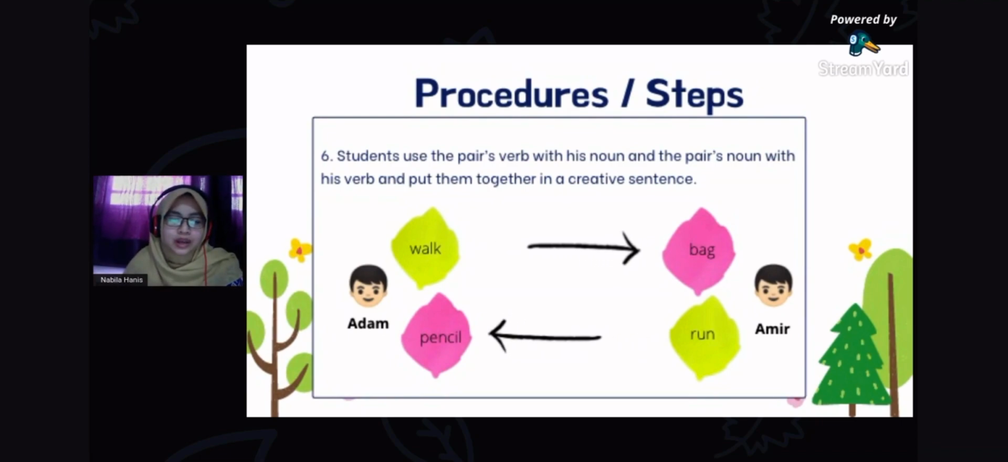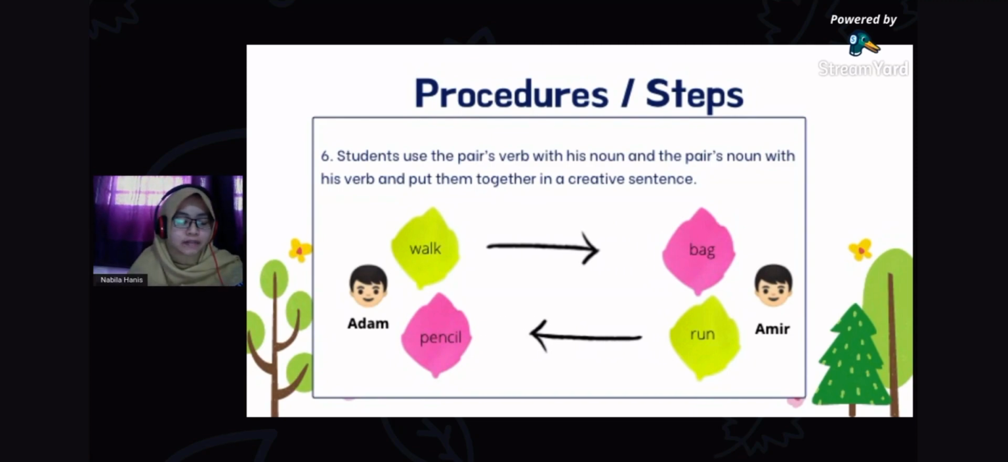So previously they have come up with their own verbs and nouns, and then they have looked at and exchanged the verbs and nouns, and now they have to match and think of whether the nouns and verbs are possible to be matched.